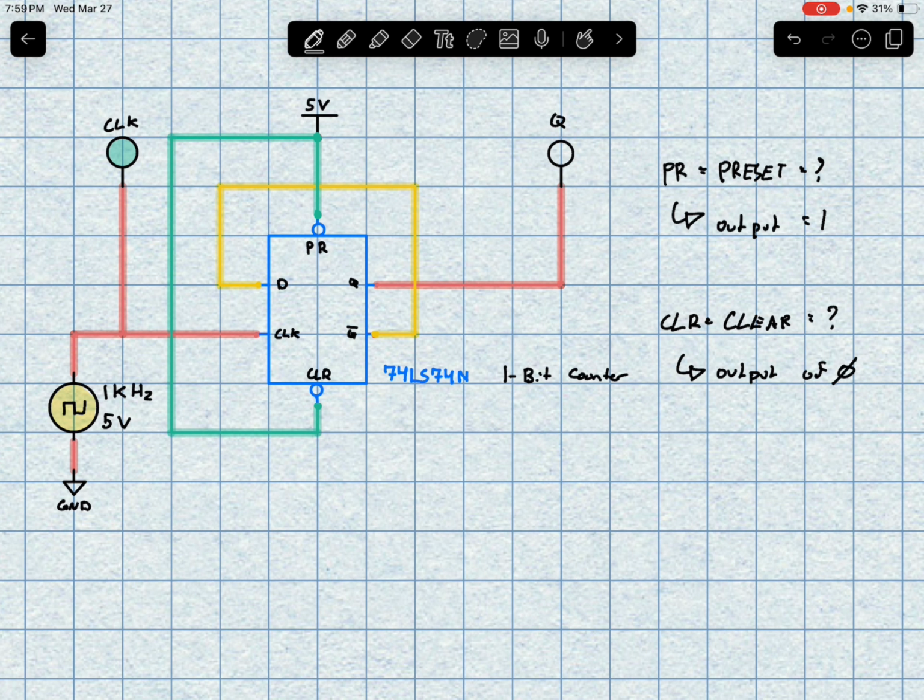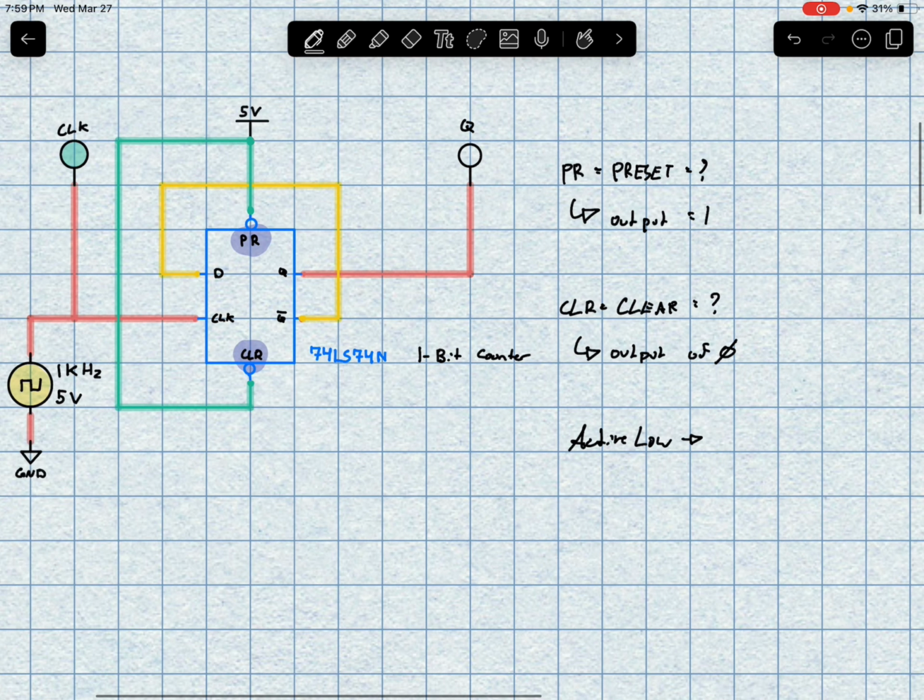Another thing you need to know about the preset here and here is that not only do they override the output, but they're only active when they have low or 0 or ground connected to them. What's this called? This is called active low. That means these two functions of the chip are only activated when ground is connected.